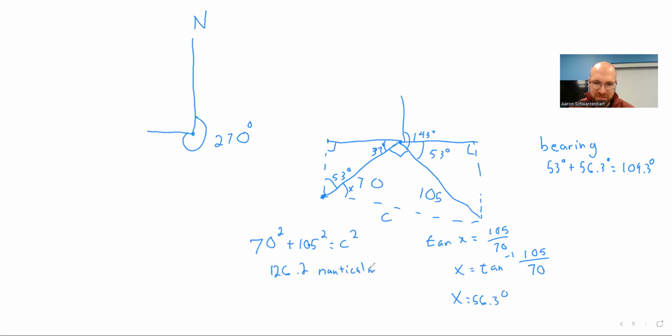And if you remember right from section 4.1, a nautical mile is a minute of longitude at the equator. So a 60th of a degree of longitude. And it's just a nice way of measuring on a globe as opposed to a mile. Mile's pretty random. So, okay, that is the conclusion of 4.8. And that is applications of trigonometry or right triangle trig word problems.